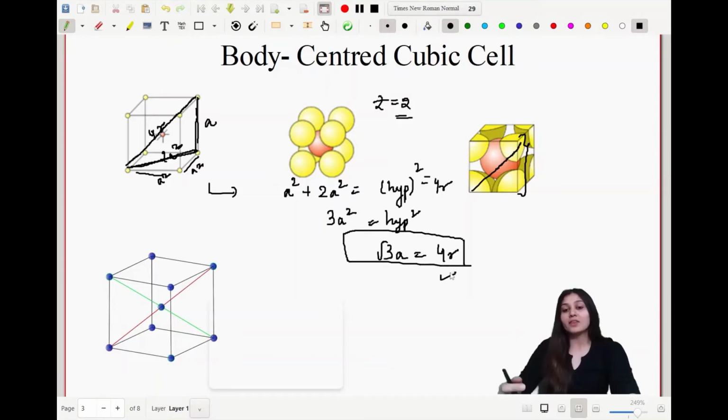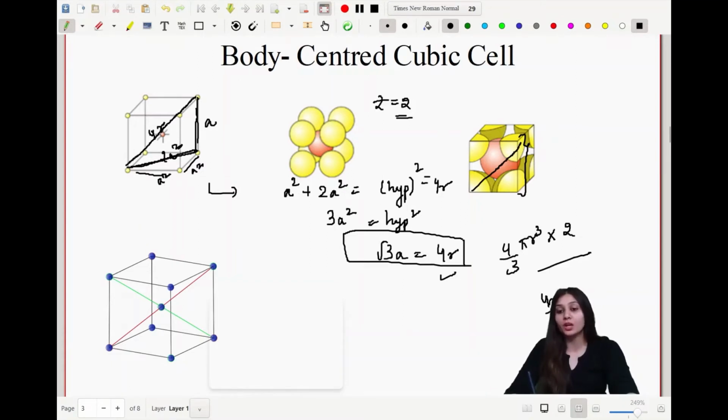And as and when we put this into our formula, we have 4 by 3 pi r cube into, in this case 2, because we have 2 atoms per unit cell, divided by a cube, and instead of a we'll be writing 4r by under root 3, whole cube, multiplied by 100, and if we solve it, we get the answer as 68%.